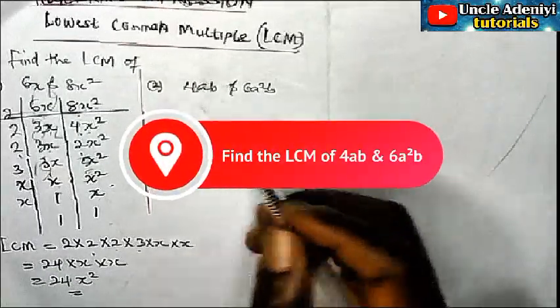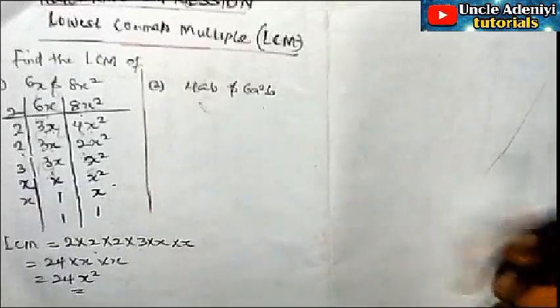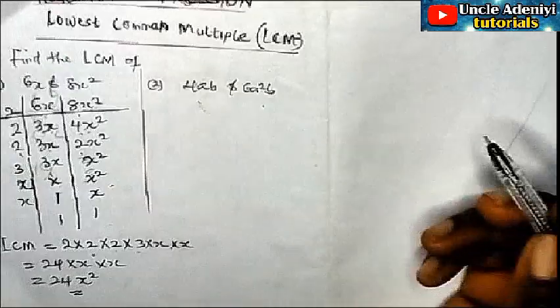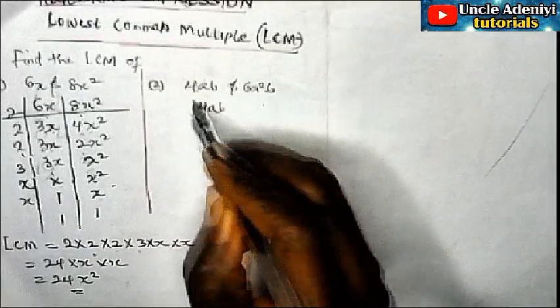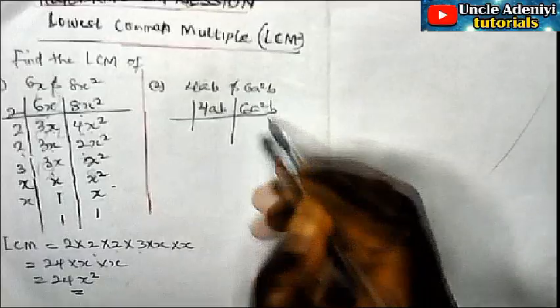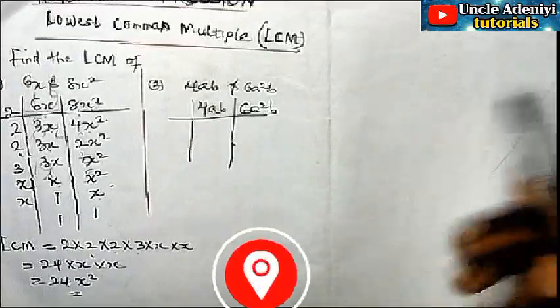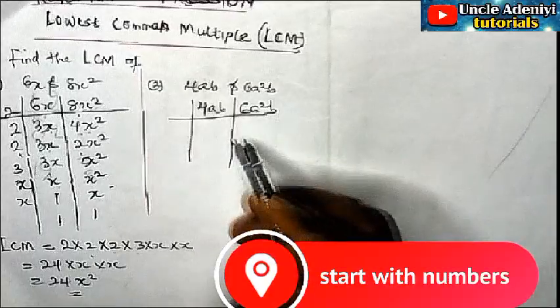Let's move on to the next question, which is 4ab and 6a squared b. You have to find the LCM. So what are you going to do? You write your 4ab out, right? Then also write your 6a squared b, right? So look for those numbers. You know how we do it now. So what are those numbers that can go?